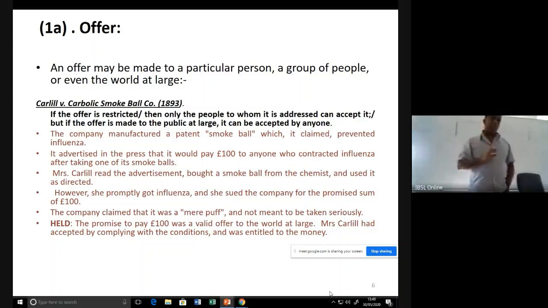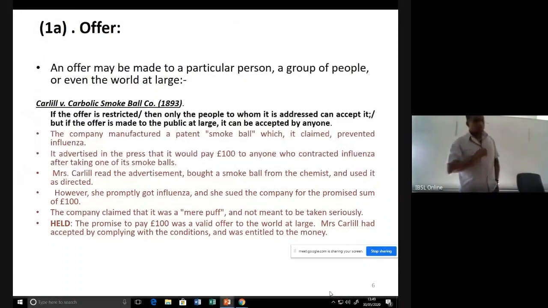The other argument, that we are going to study later, relates to consideration, or rather intention. They said this is not a serious offer. We didn't have the intention to bind ourselves legally. It's a simple advertisement. So therefore, you can't take it seriously.